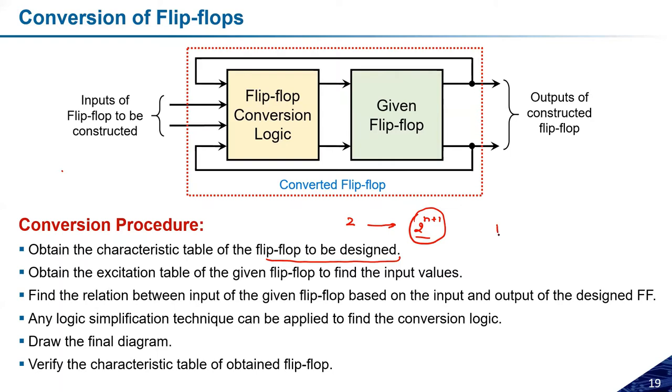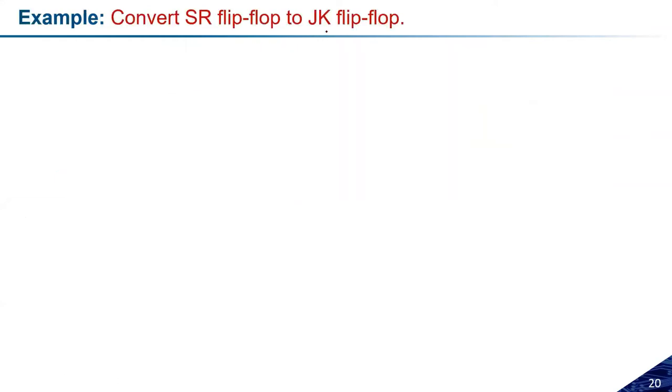If I have only one input, in that case it will be 2 to the power 2, which means 4 minterms will be required. Now, considering these things in mind, because I have to convert into the JK flip-flop, and we know that the JK flip-flop has two inputs, we need 2 to the power 2 plus 1, which means 8 minterms are needed to make this flip-flop. So this is how the 8 comes.